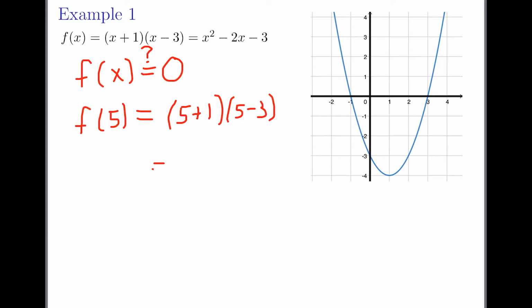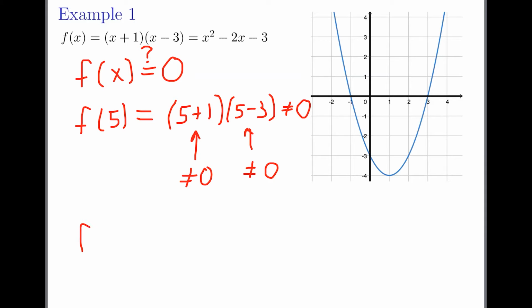And the reason I know it's not equal to 0 is 5 plus 1 is 6. So in particular, that's not 0. And 5 minus 3 is 2. So it's also true that that's not 0. So what do we have? We have a product of two things, and both of those numbers are non-zero, so therefore the product is absolutely not 0. So f(5) is not 0.